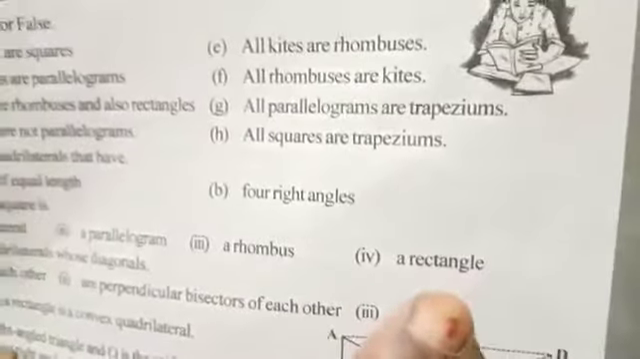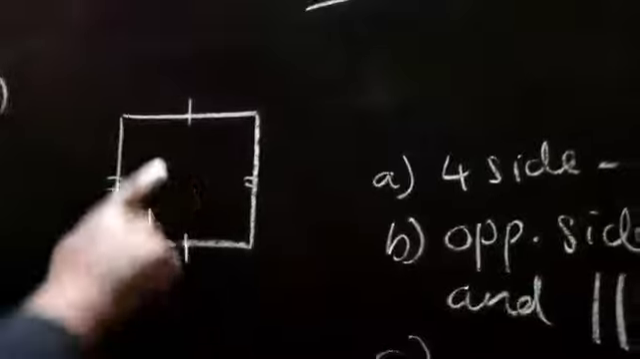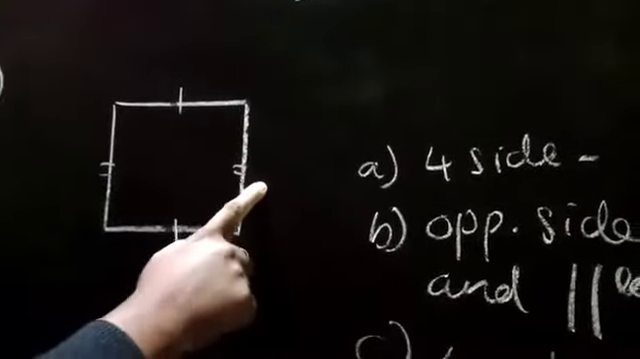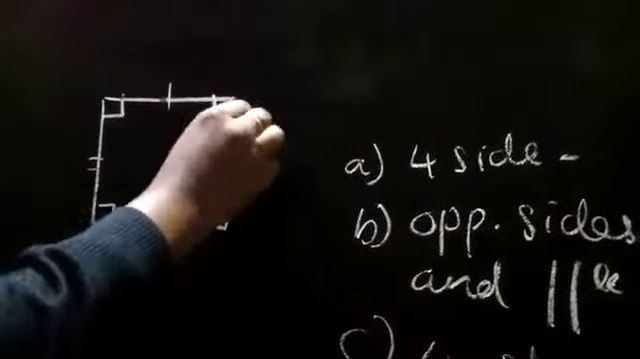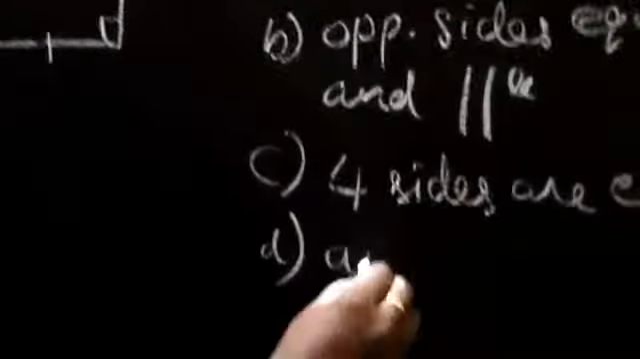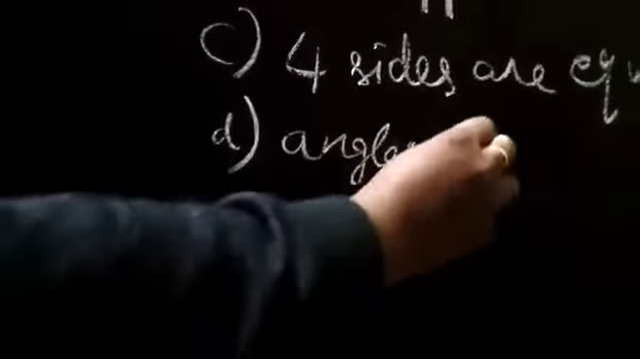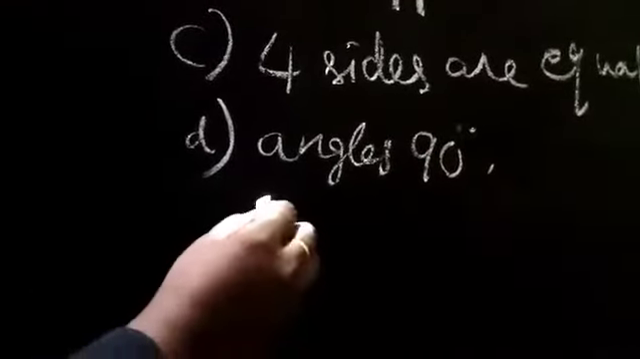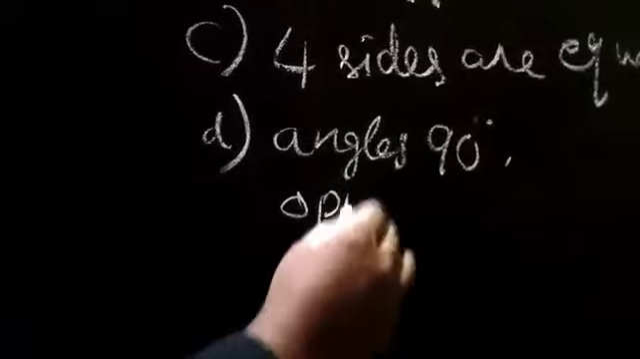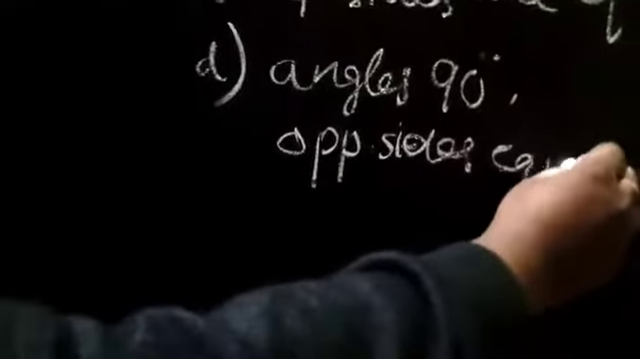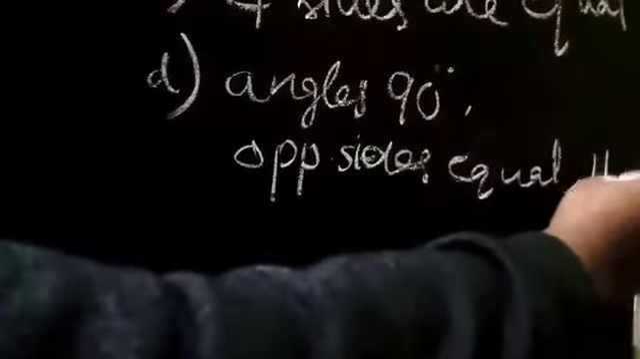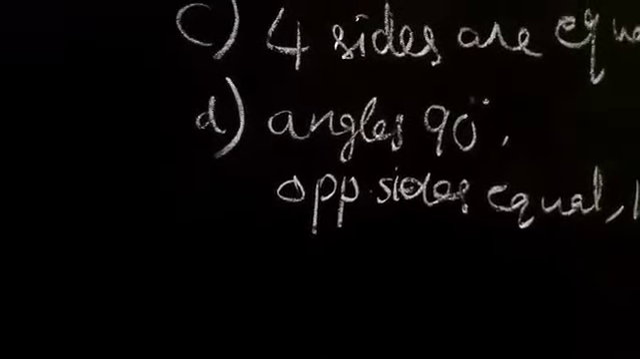D question is, it is a rectangle. It is a rectangle because opposite sides are equal and parallel and all angles are 90 degrees. So four angles are 90 degrees and opposite sides are equal and parallel. So we can tell it is a rectangle.